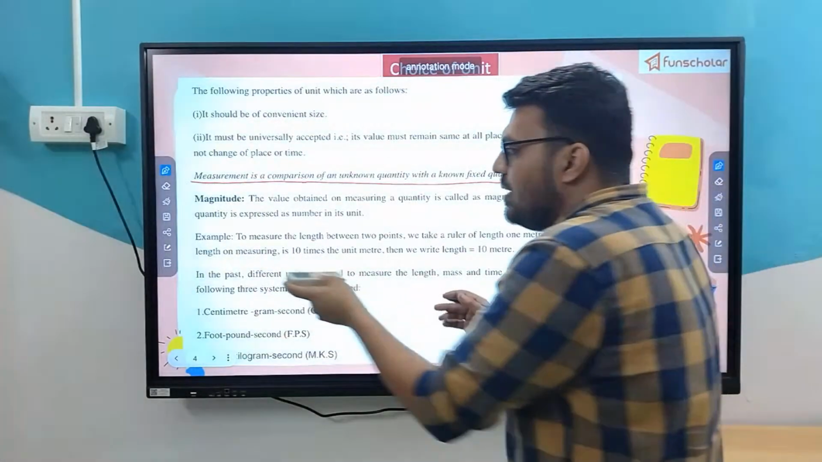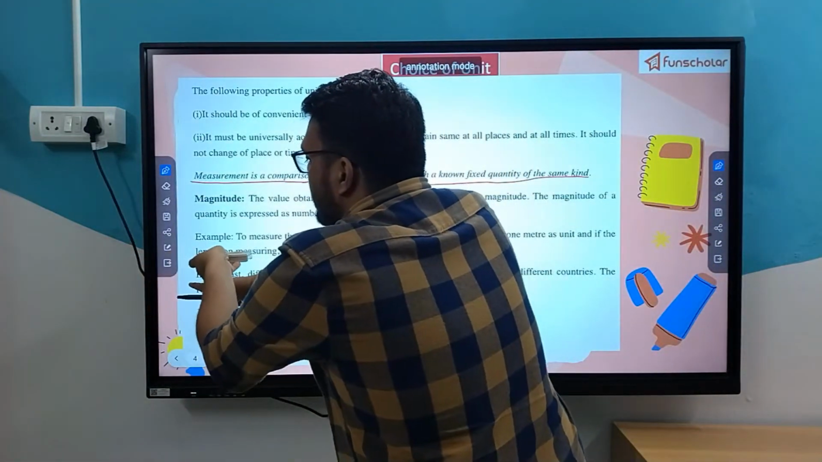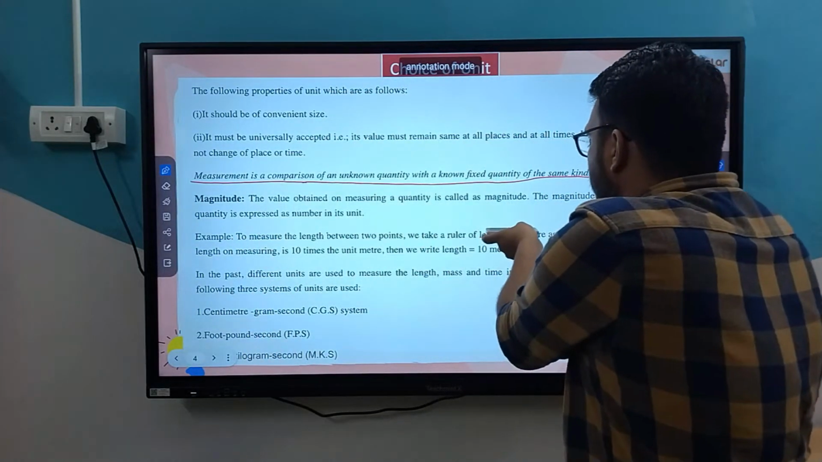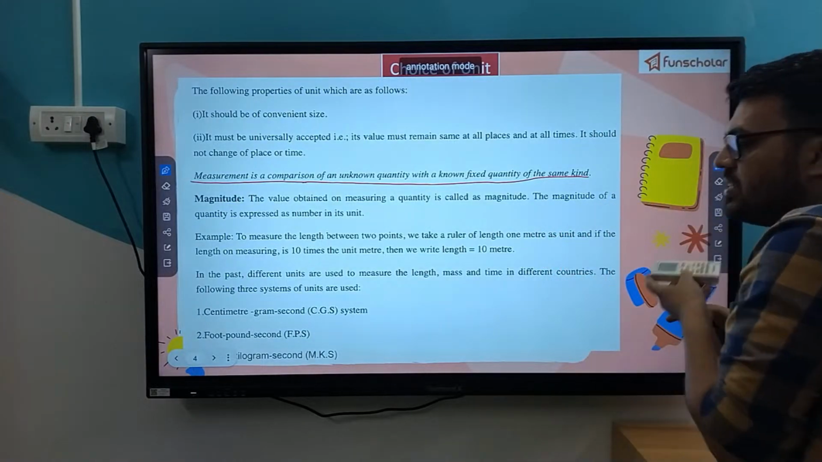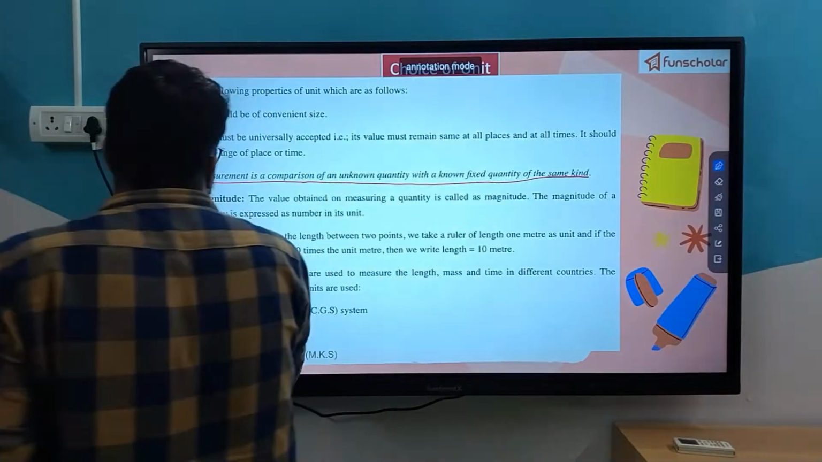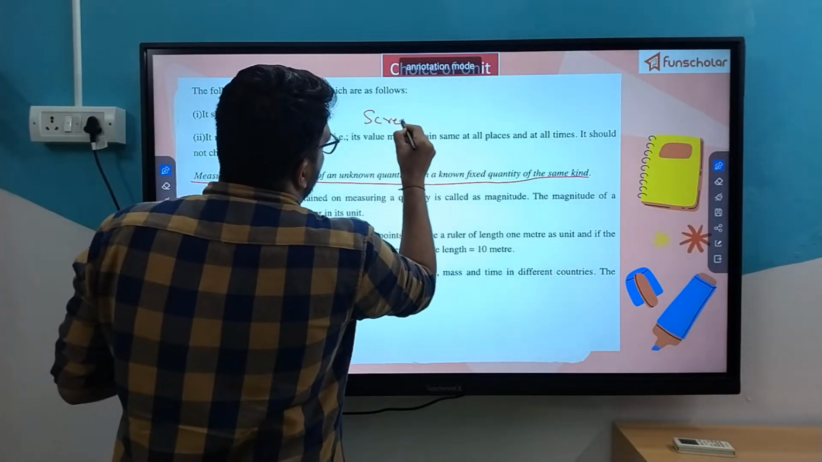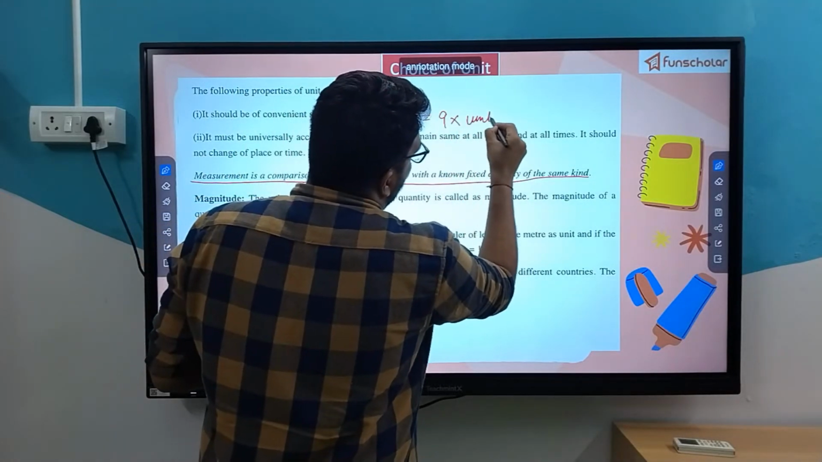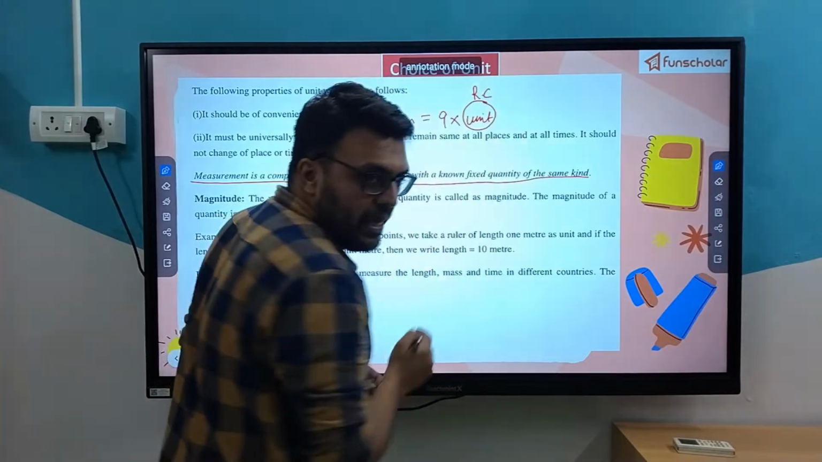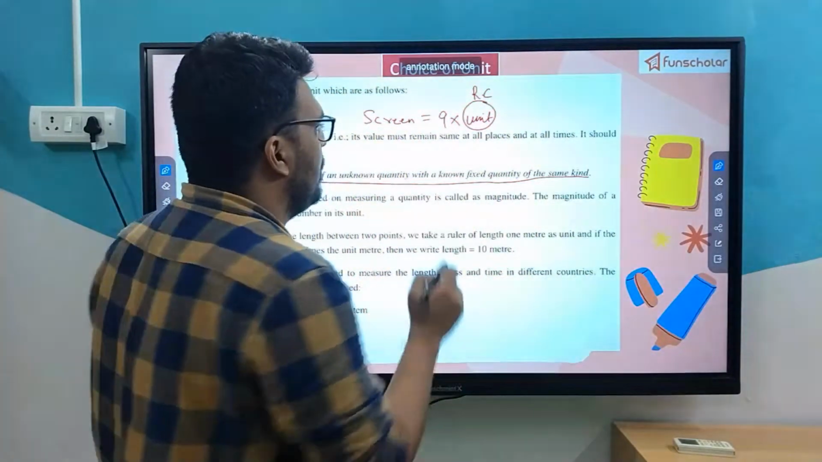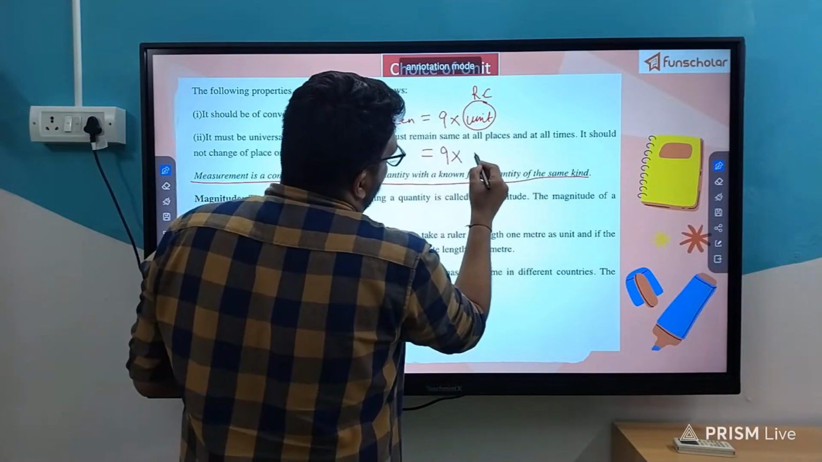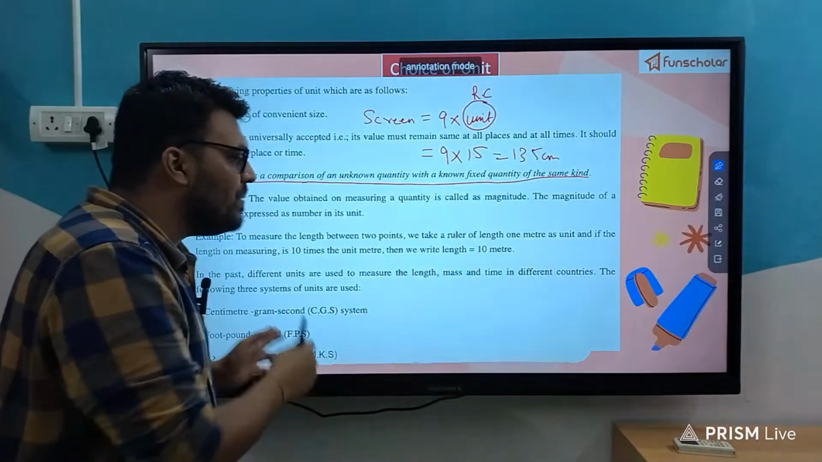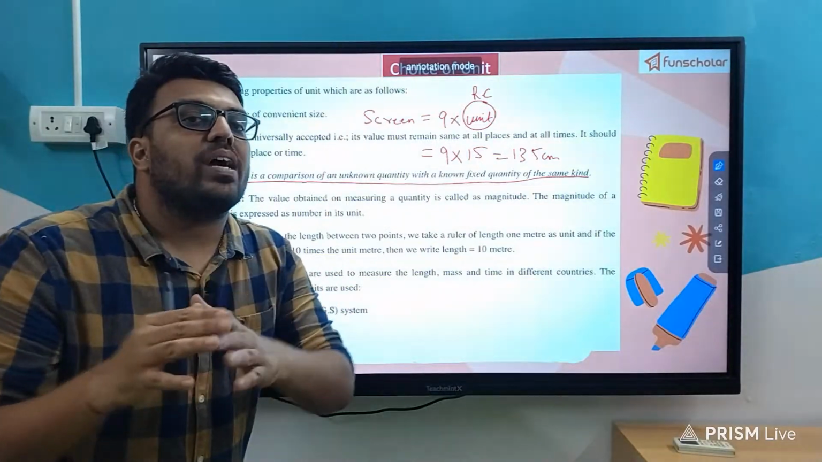So what I will do is measure how many times this screen contains this remote control. Let's say this screen has 9 times the value of our unit. What was our unit? Our unit was the remote control. Whatever the value of that remote control is, we simply put it there, and let's say its value is 15 centimeter. So the final answer would come as 135 centimeter. It means that the length of the panel is 135 centimeter.